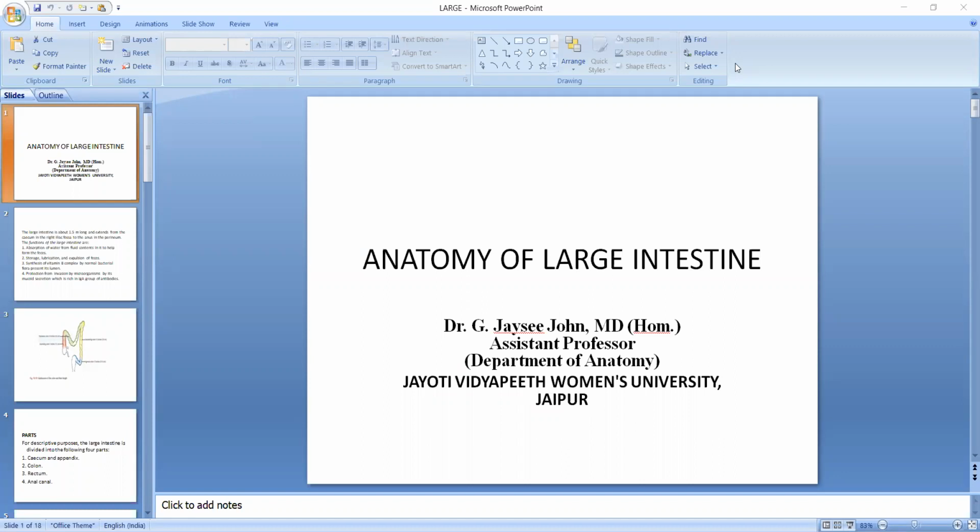Today we are continuing the anatomy of the large intestine and we will discuss the rest of it. We will start from the ascending colon.